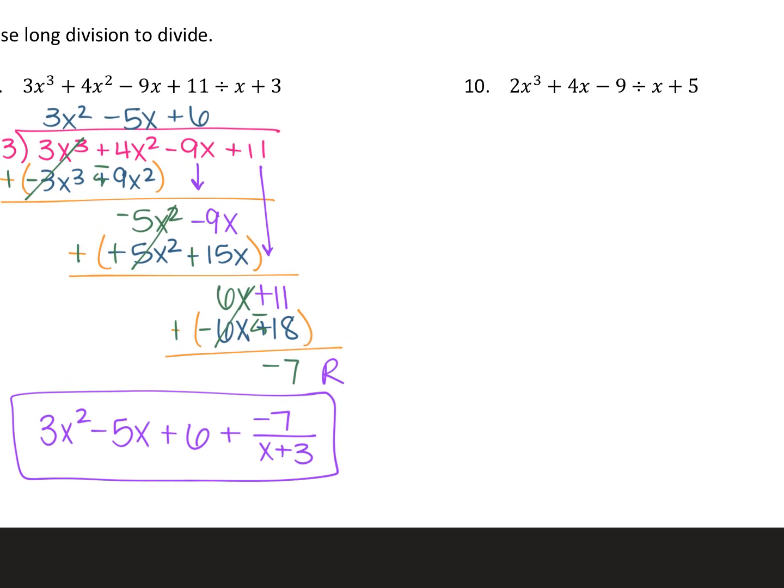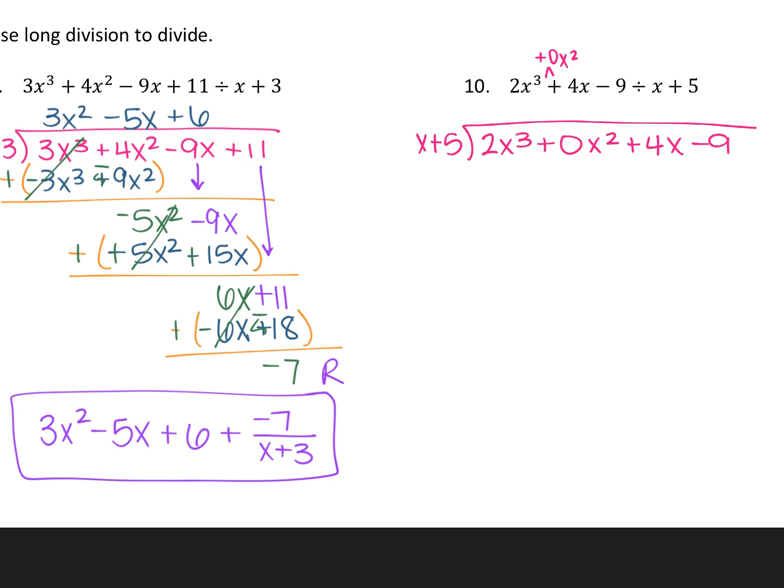For number 10, you have 2x cubed plus 4x minus 9 divided by x plus 5. Now this one is missing the power of 2. So you have to add in that second power by adding in a 0x squared. So when you write this, the x plus 5 is going to go on the outside. On the inside, you're going to have 2x cubed plus 0x squared, because you were missing that, plus 4x minus 9.